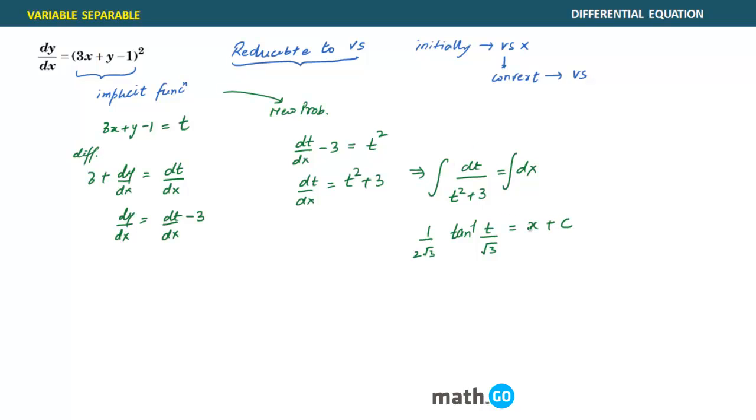But students, I've seen students committing this error that they leave this here. You were asked dy by dx, that means variables were x and y. Here you have left it in t and x, so yes, you will put the value of t again, and that would be your answer. So the answer is nothing but 1 by root 3 tan inverse of this complete statement, 3x plus y minus 1 by root 3, is equal to x plus c. This is the answer we were looking for, and this is how you solve questions which are reducible to variable separable.